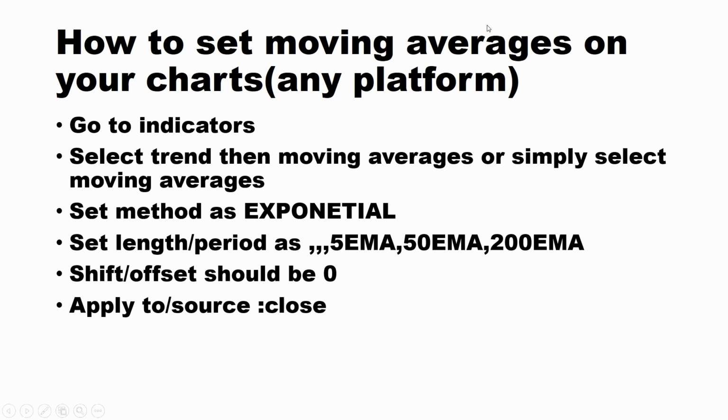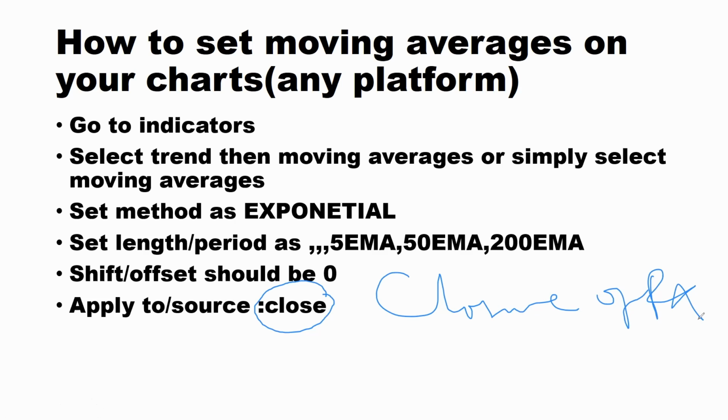Now, let me explain this apply to. Most traders do not tend to understand what apply to or source is. Apply to, why do we choose close? Because we want it to be applied to the closure of price. At what price has price closed? What price has that candle closed? So the moving average is going to be marking out the prices. It's going to be moving depending on the closure of prices.